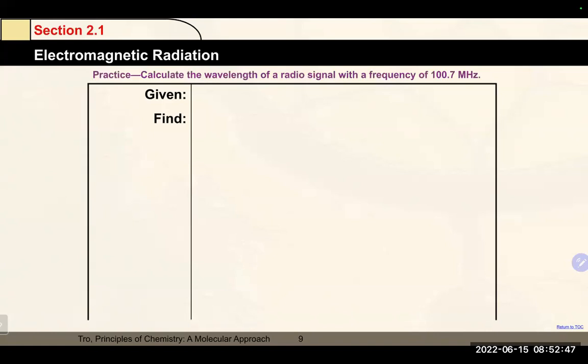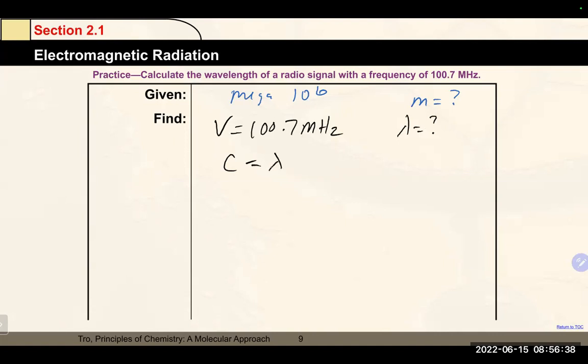There we go. Calculate the wavelength of a radio signal that has the frequency of 100.7 megahertz. Mega is 10 to the 6. So in this case, we're given the frequency, which is 100.7 megahertz, and we are looking for the wavelength. So we will use our equation: the speed of light is equal to our wavelength times our frequency. Solving for wavelength would give us c over frequency.